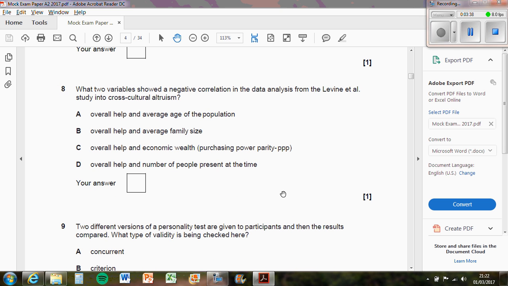Number 8, what 2 variables showed a negative correlation in the data analysis from Levine et al. on cross-cultural altruism? Well, the only one that was really found to be completely significant was the overall helping and the economic wealth, so the purchasing power parity, the PPP. So the correct answer was C.